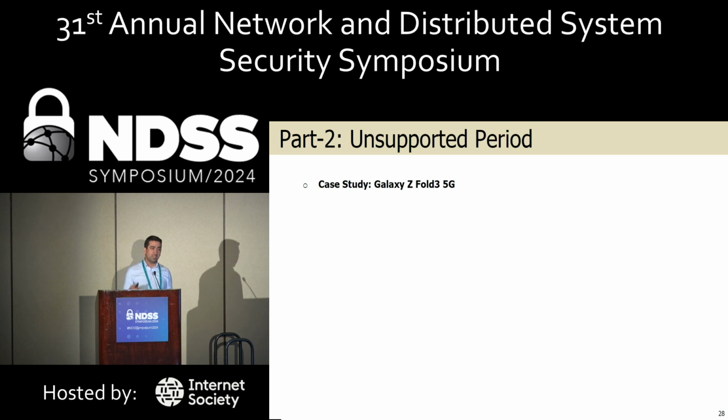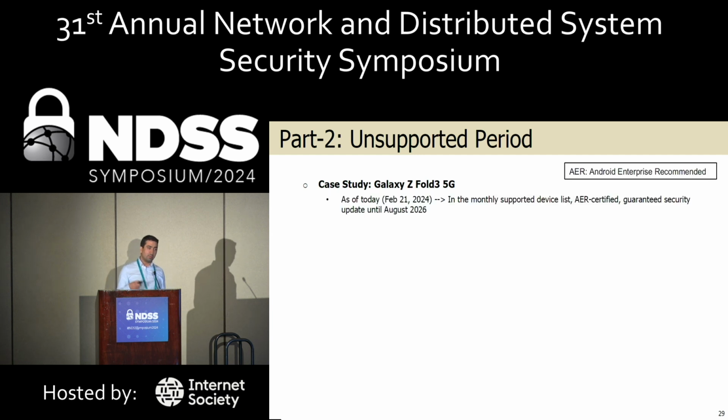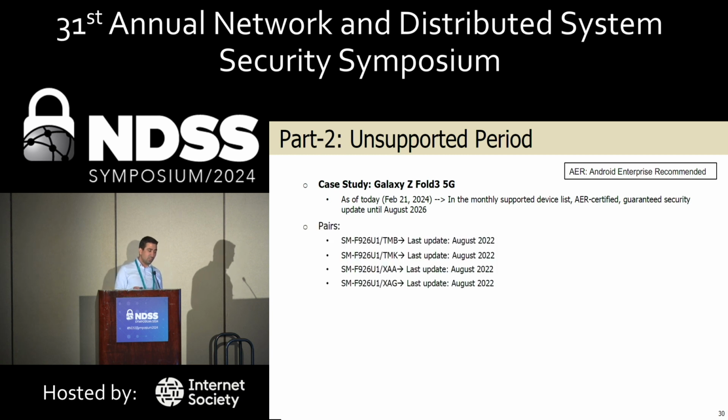To better understand our unpatched device analysis, we performed a case study using the Galaxy Z Fold 3 5G. And we found that this device is still in the monthly support device list as of today. It's an AER, Android Enterprise Recommended, certified device. And it has a guaranteed security update date until August 2026. And we found these 4 pairs that received the last security update in August 2022. So that means that these devices are not receiving any security updates for more than a year.